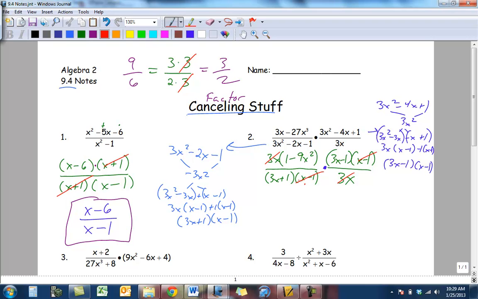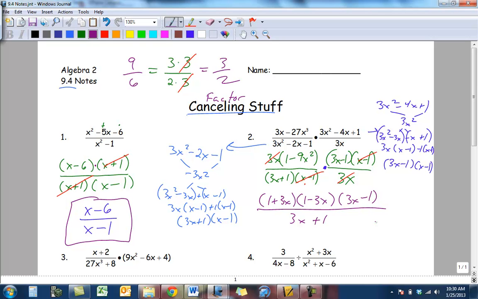All right, so what I'm left with is, now here's the thing, be careful. Look at this thing here. Can this factor again? This is a difference of squares again. This factors to 1 plus 3x, 1 minus 3x, times 3x minus 1, over 3x plus 1.